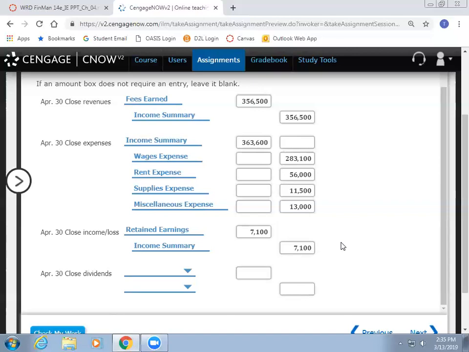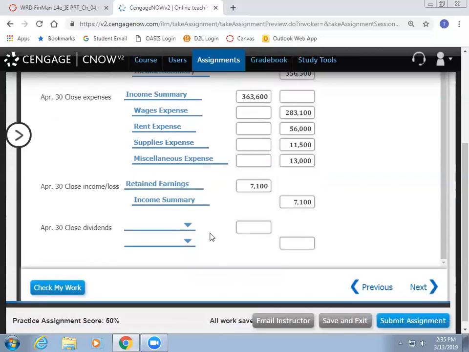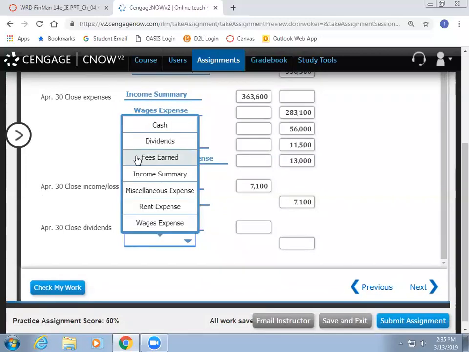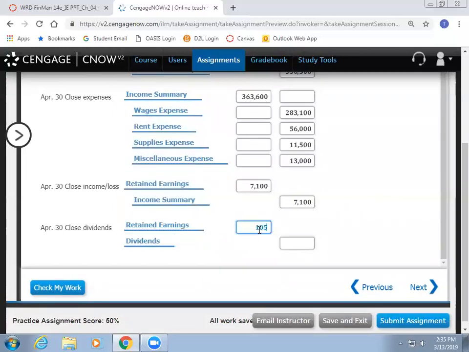This now has a 0. So now that third journal entry was to close income summary into retained earnings. And then our very last closing entry is to close dividends. Well, dividends has a debit balance. So to close it, I will credit it. And that gets debited to retained earnings because dividends reduce my retained earnings. So I debit retained earnings and credit dividends for the $10,500.